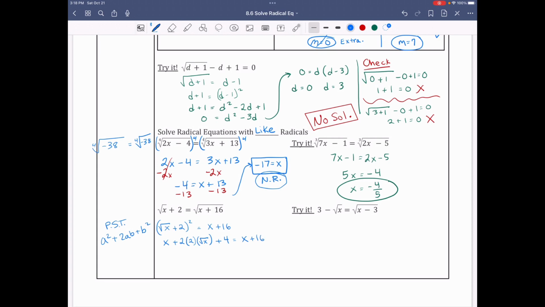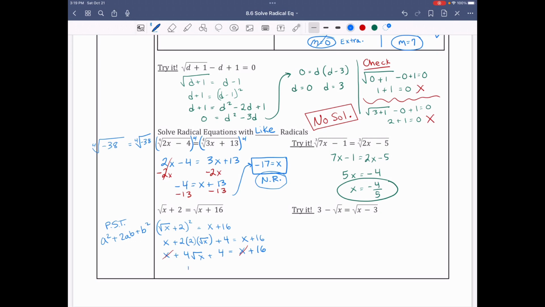From here, I'm just going to simplify. X plus 4 square roots of x plus 4 equals x plus 16. The x's on both sides cancel. Then I could divide everything right now by 4 and just get the square root of x plus 1 equals 4. No, I think I can't do that. Hold on. I don't want to do that. It actually doesn't hurt to divide everything by 4, but instead I'm just going to solve it as I would normally.